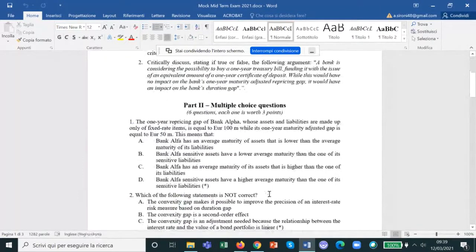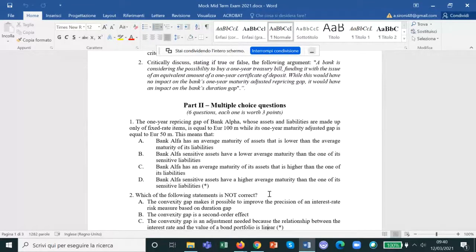And I want to ask for your forgiveness, because the first one is incorrect. The first one says the one-year repricing gap of Bank Alpha, whose assets and liabilities are made up only of fixed rate items, is equal to 100 million, while its 1 year maturity adjusted gap is equal to 50 million. This means that, and the correct answer was identified as, Bank Alpha's sensitive assets had a higher average maturity than its sensitive liabilities. Well, that's not necessarily true.